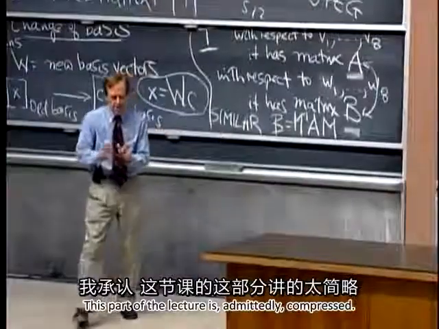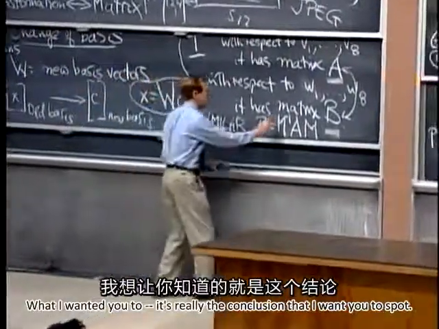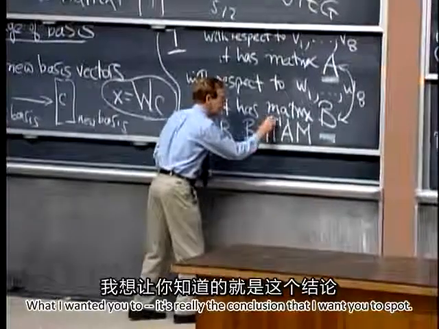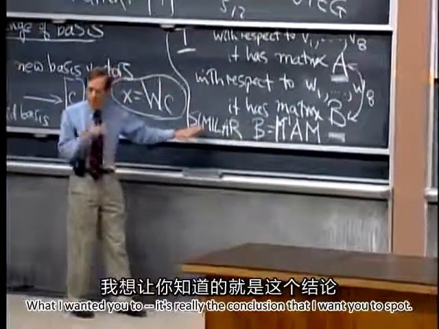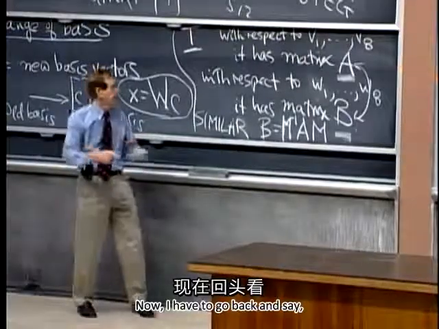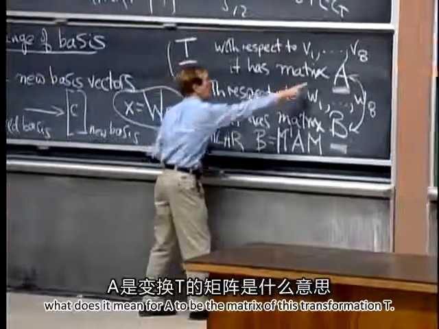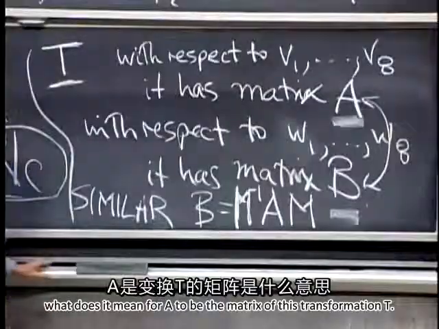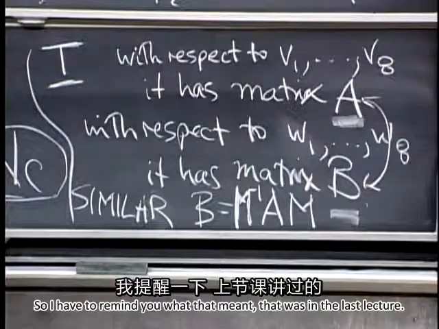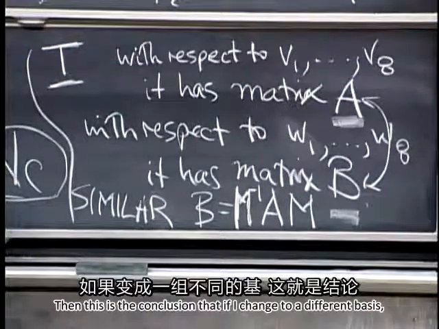This part of the lecture is admittedly compressed. It's really the conclusion that I want you to spot. Now I have to go back and say, what does it mean for A to be the matrix of this transformation T? So I have to remind you what that meant. That was in the last lecture.